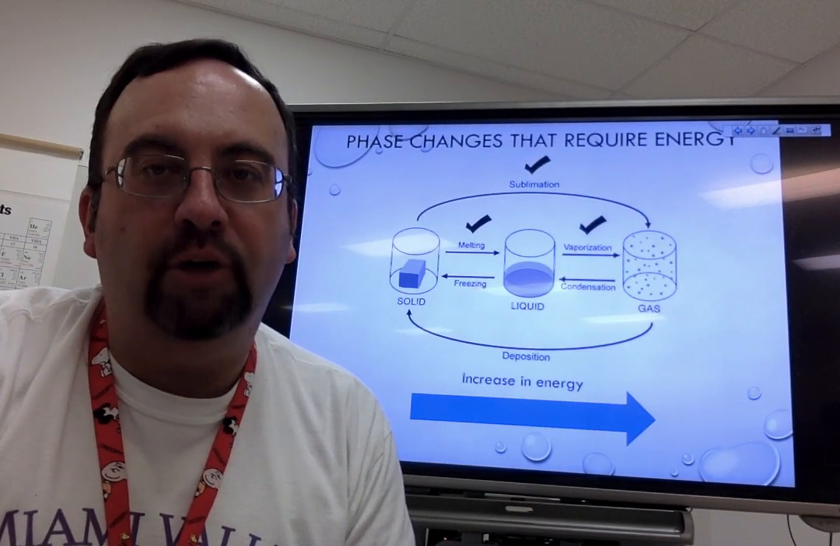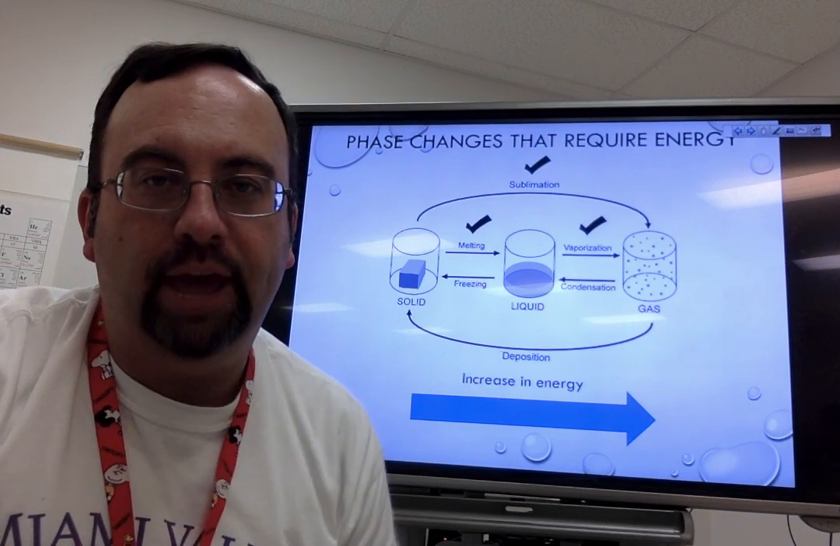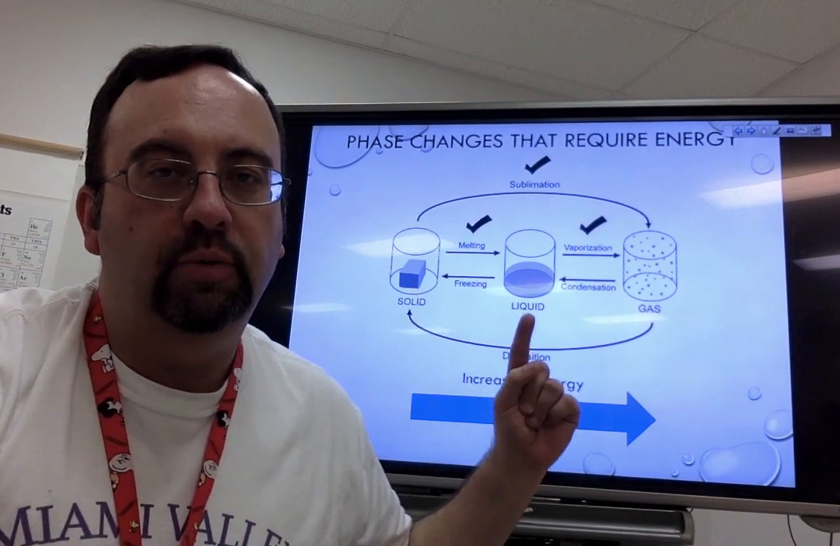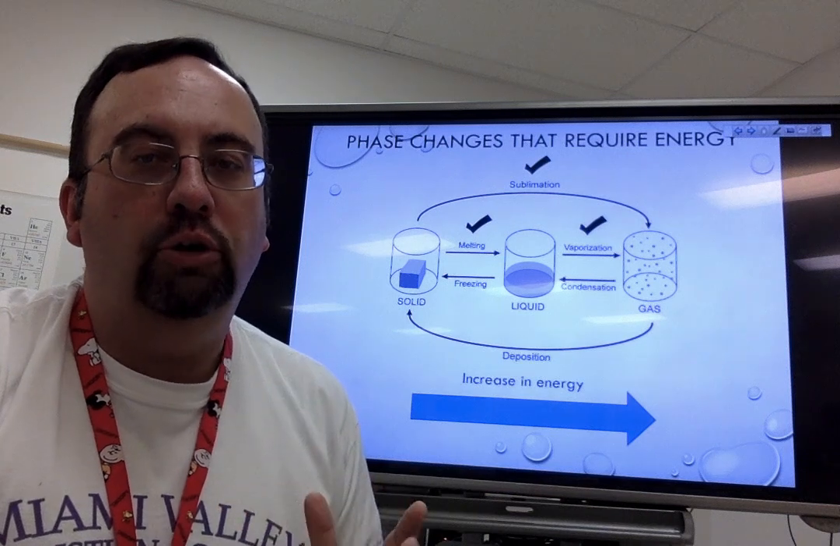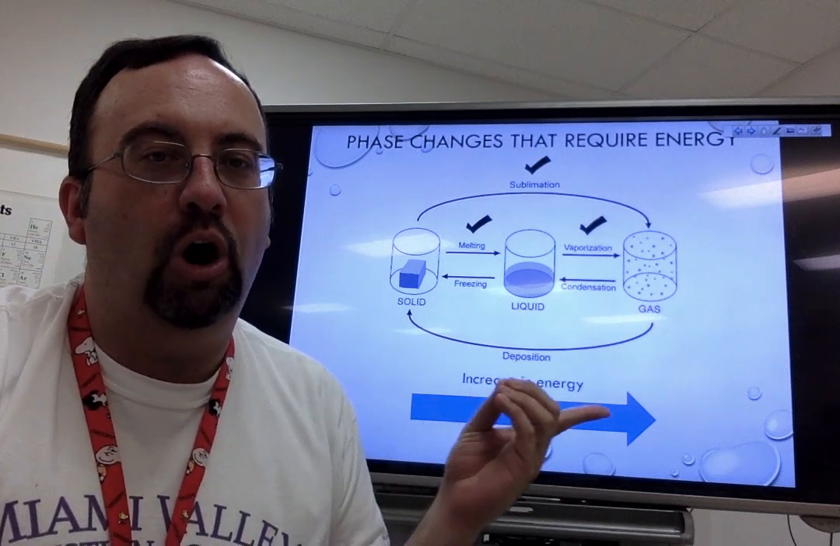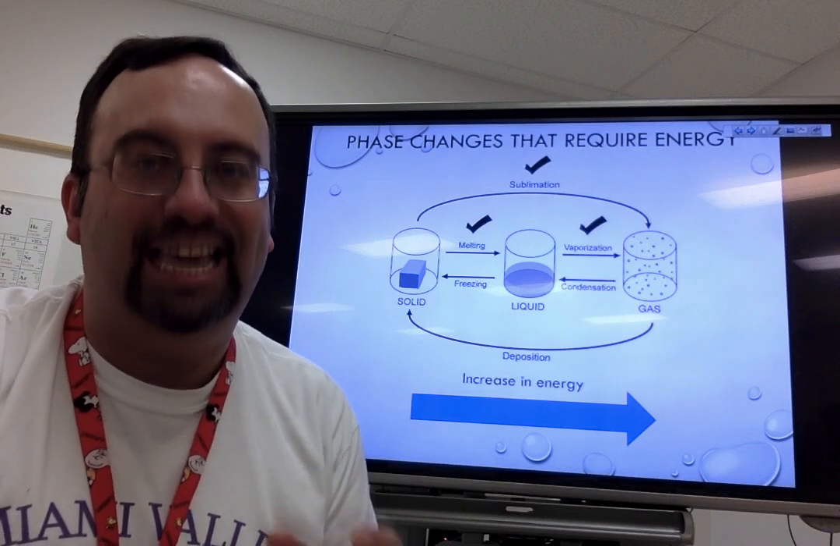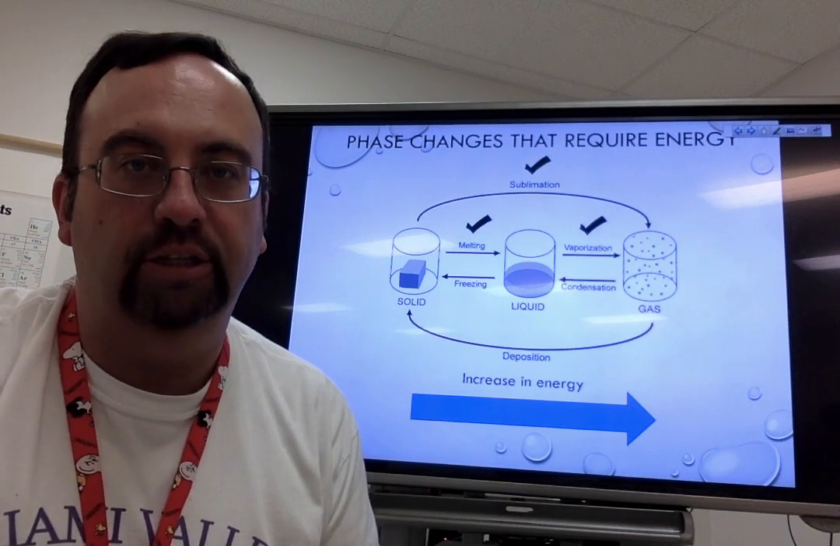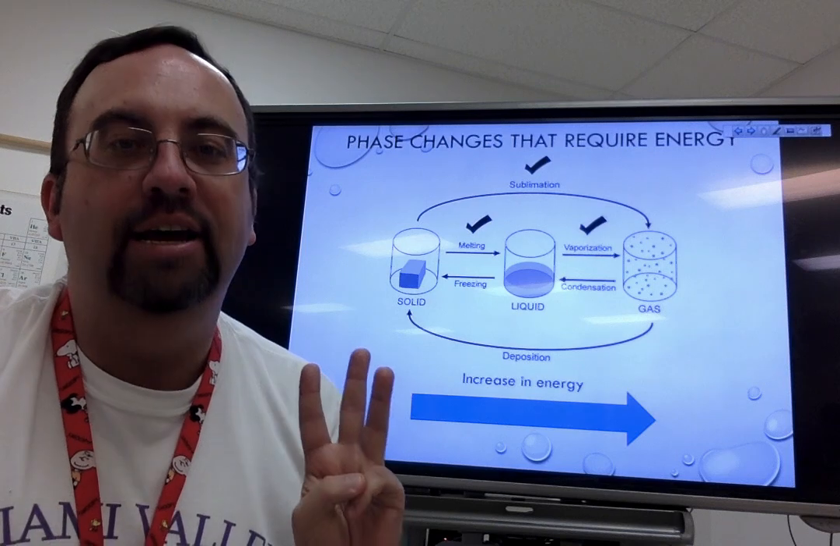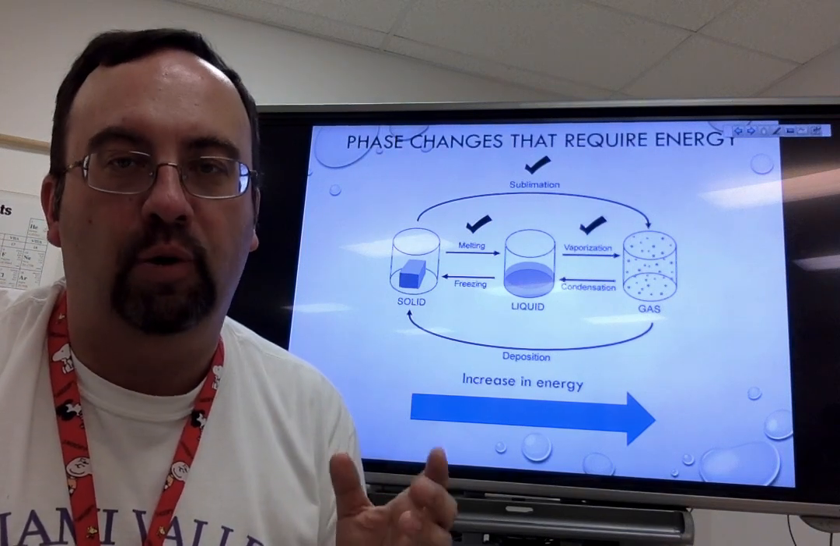Notice again we have our three common states of matter. We have solid, liquid, and gas. Also notice that as we go to the right, we are showing an increase in energy, and so you can think of this as adding heat to the system. And so notice there are three different types of phase changes that require energy.